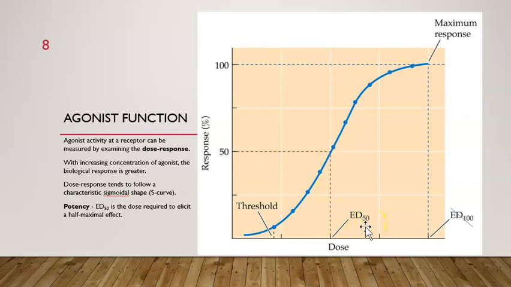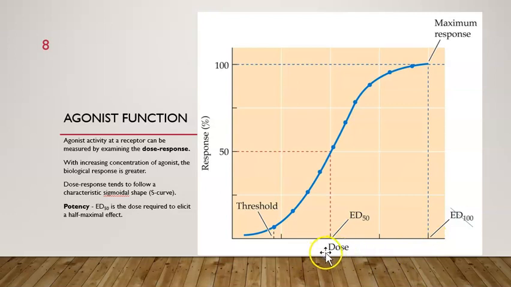ED50 is a convenient measure used to compare the potency of a drug. This is the dose required to elicit half of the maximum effect. Makes sense, it's at 50% response. ED50 is a very important thing, and you'll see why. But note that ED100 is not useful. We don't use ED100. Why? Because usually by the time you hit ED100, you're dead.